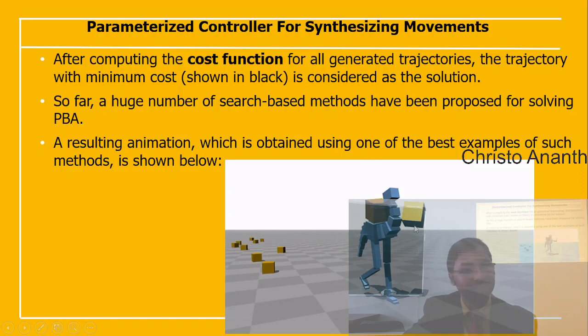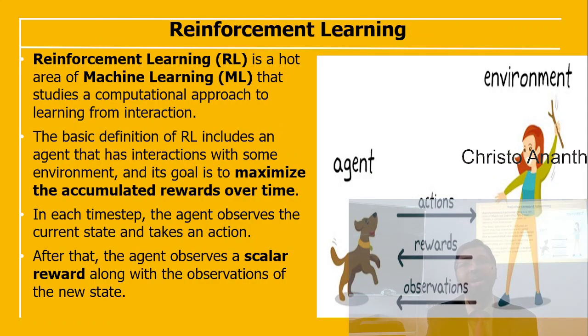Because of the search methods with the PBA advantage, you can go on to find the solution. The resulting animation is much more clear cut. The box is also very clear cut, and the mosaic pattern is also very clear. That is how clearly it will be walking. Even when the blocks hit, it will still hold on and keep running. That is the parameterized controller for synthesizing the movements. Then we have RL.